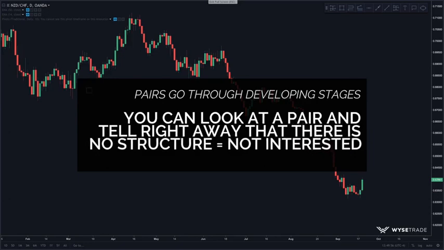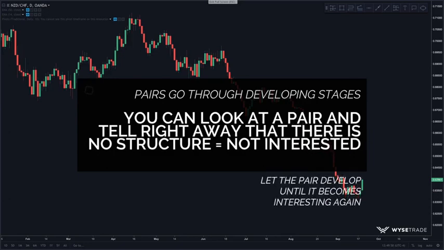2, often you will look at a chart or pairs and see absolutely nothing. So just skip the pair because we don't force anything. Pairs go through phases, meaning you could be trading a pair for months before it dies out. And then you would move on to other pairs that have finally developed into good structure.